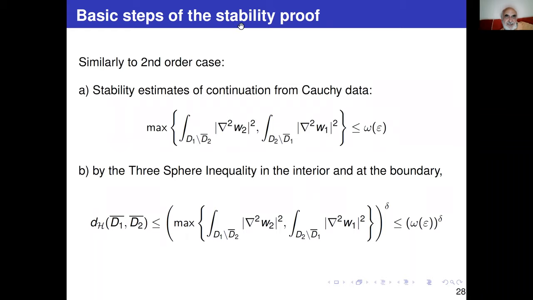Concerning the basic steps of the stability proof, they are very similar to the case of the second order equation. Indeed, we have two couples of steps. In the first part, we have an instability estimate of continuation from Cauchy data. And to carry in a Hölder way this error on the outer distance, we need the three spheres inequality in the interior and at the boundary. We need the finite vanishing property at the interior and at the boundary.